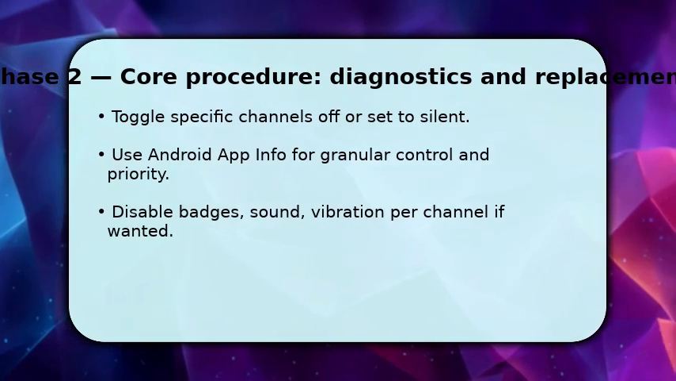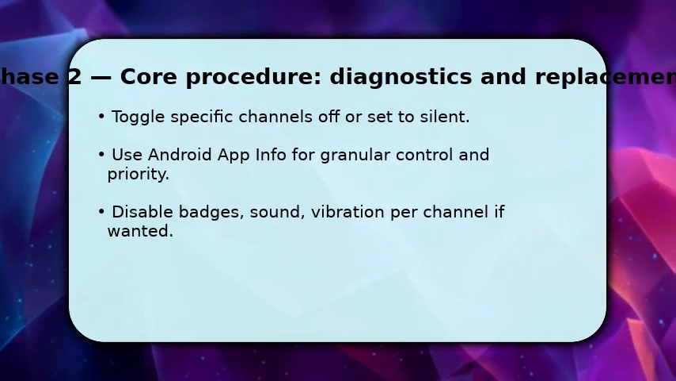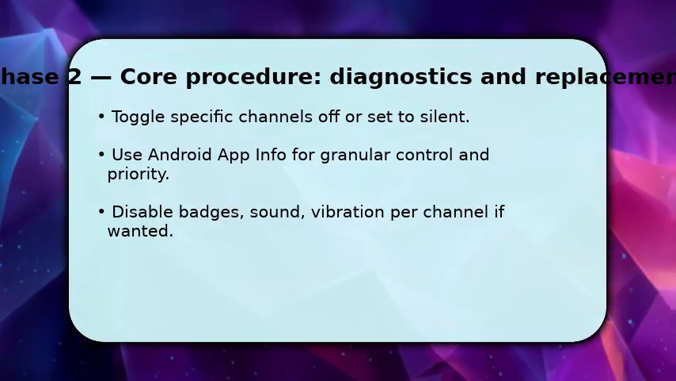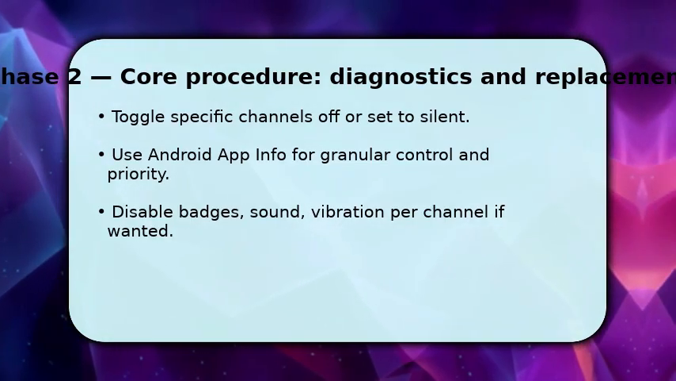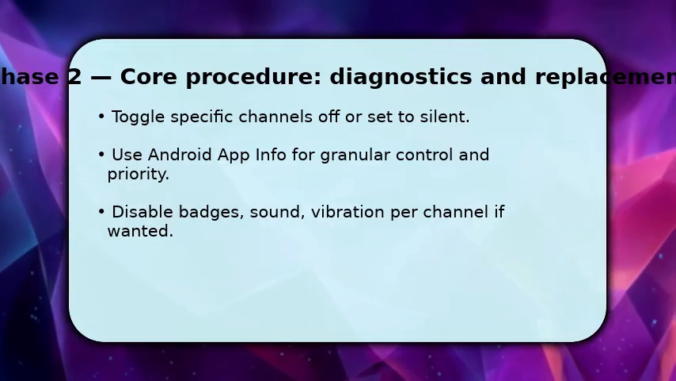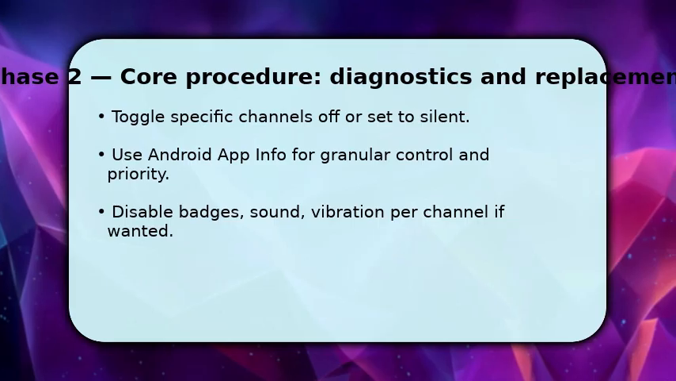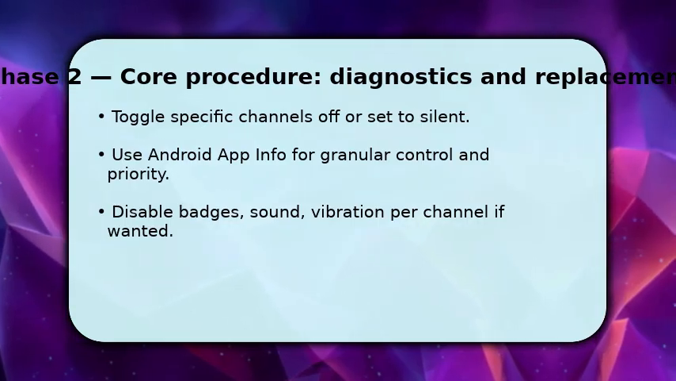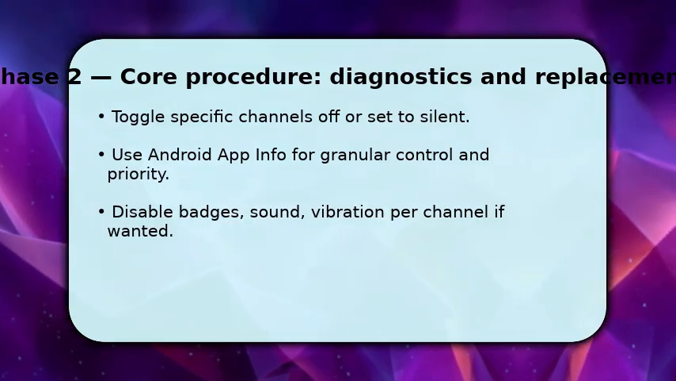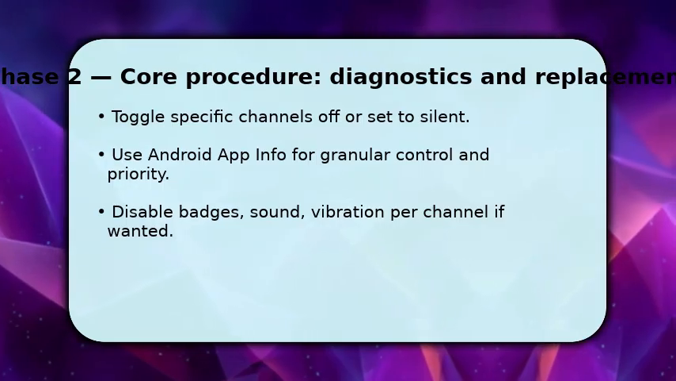Tap a channel like offers or updates and flip it off, or set it to silent so it doesn't make noise. If you want finer control, long press the Play Store icon, open App Info, then Notifications to adjust priority, badges, or lock screen visibility. Changing app-level settings ensures system-level suppression.